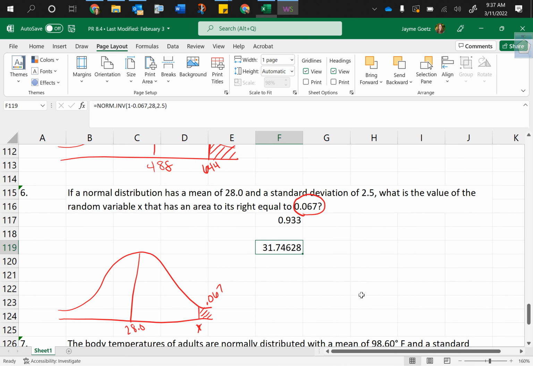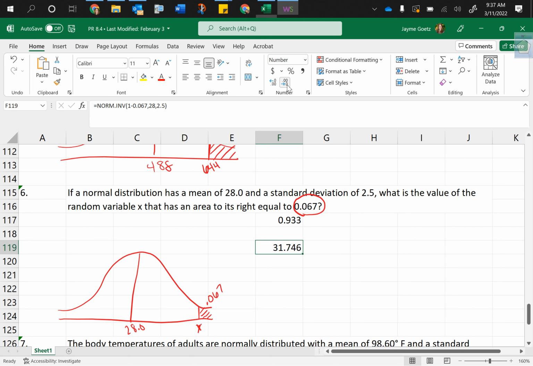So what would that be? And here, if you'll notice, they rounded this guy to the nearest tenth, this guy to the nearest tenth, so we would probably round our answer to the nearest tenth. And what would that be to the nearest tenth? 31.7. So this x value right here would be 31.7.